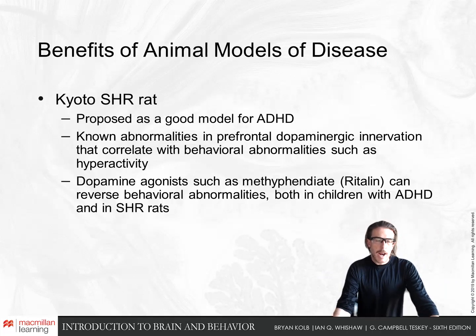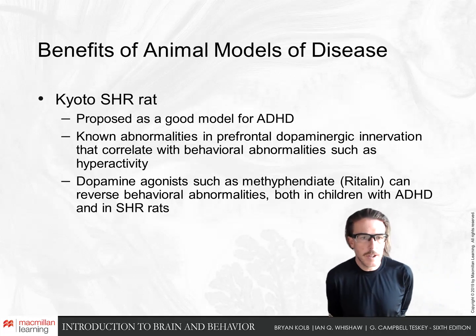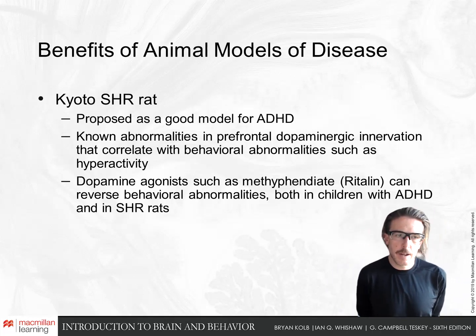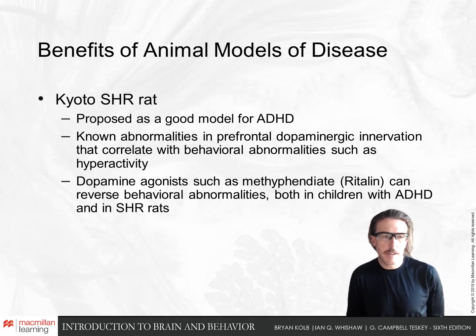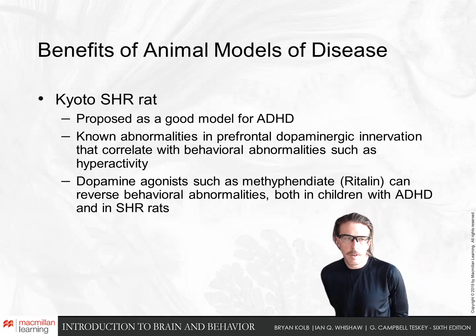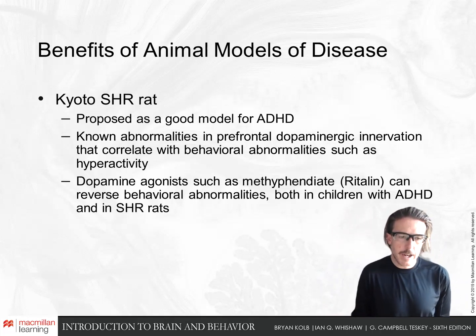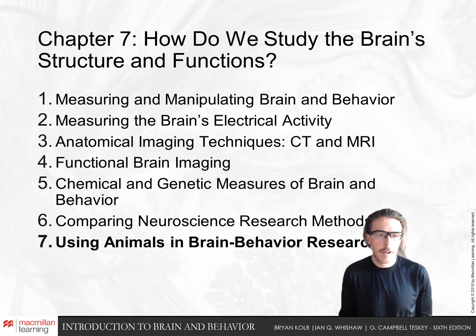And there's been a rat line created called the SHR rat, which is a good model for ADHD. They have abnormalities in prefrontal dopamine innervation, and these correlate with hyperactivity in the rats. And researchers can use drugs like Ritalin, methylphenidate, to reverse these abnormalities, both in children with ADHD and in these rats, showing a really useful way to use animal models to study behavioral disorders.